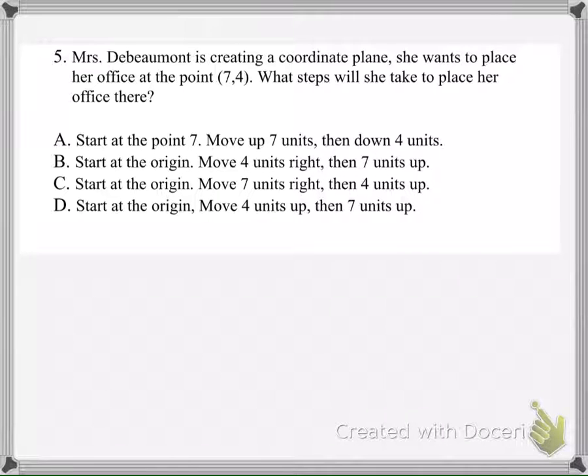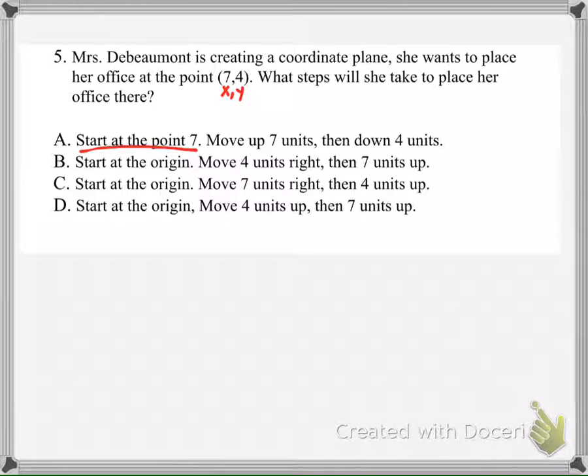Number 5, Ms. de Beaumont is creating a coordinate plane and she wants to place her office at the point 7, 4. So what steps would she take to place her office there? And you have a whole bunch of steps on the answer choices. Let's look at this first. The ordered pair, remember, Foxy the Fox tells you that you have to do the x then the y, right? So if you look at Foxy the Fox, the x-coordinate has a 7 in it, which means you're going to move 7 steps to the right.